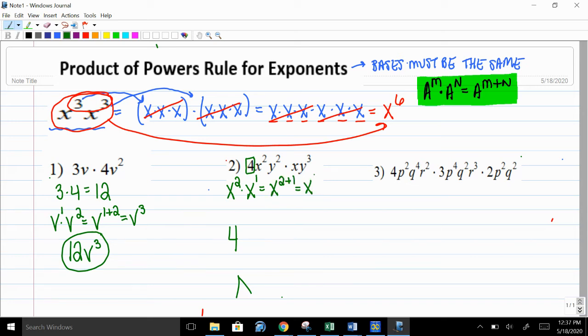2 plus 1 is 3. So there's going to be an x to the third in my answer. And then I look at my y's. There's a y to the second, and there is a y to the third. That would be y to the 2 plus 3, which would be y to the fifth. So there's a y to the fifth in my answer. So your answer for number 2 is 4x to the third, y to the fifth.